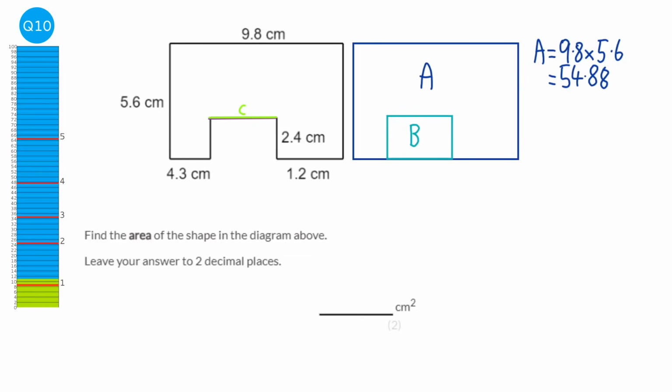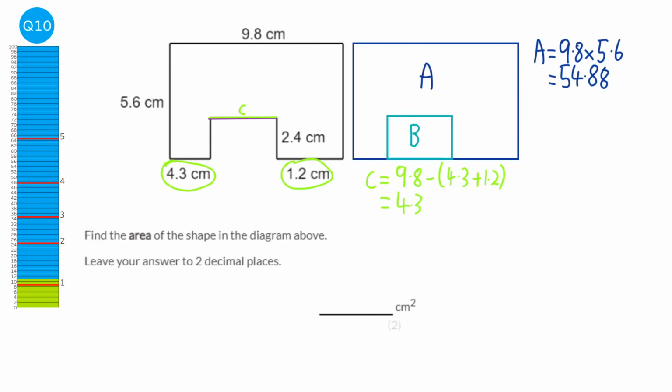So to work out the length of C, we're going to do the total length across of this whole shape, which is 9.8, and take away the bits that we know, which is the 4.3 and the 1.2. So we're going to do 4.3 plus 1.2, take that away from 9.8, and when I do that I get the answer of 4.3, and that's a coincidence that it's the same as the left hand one.